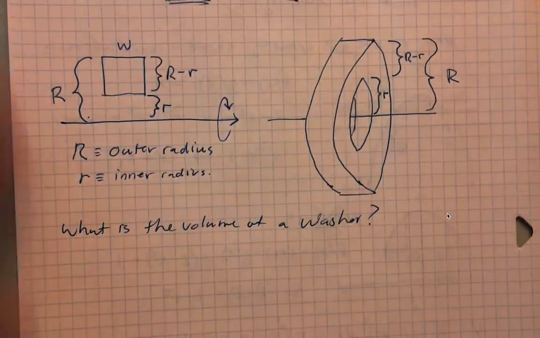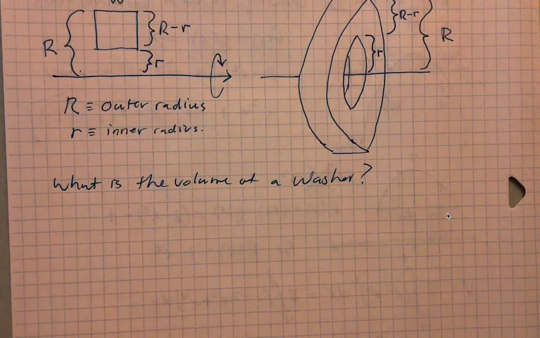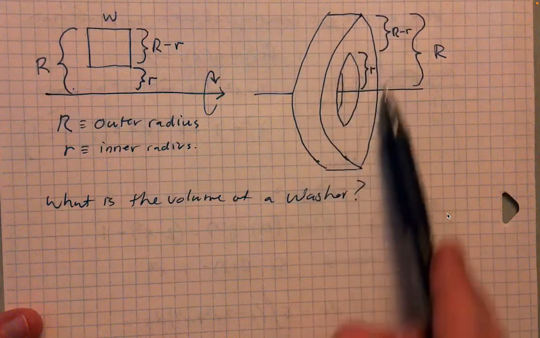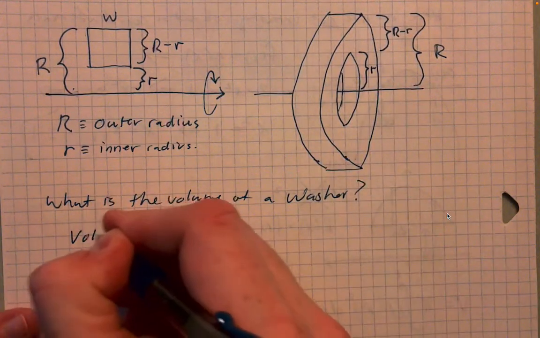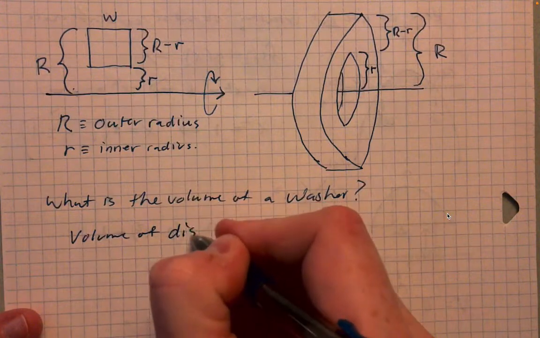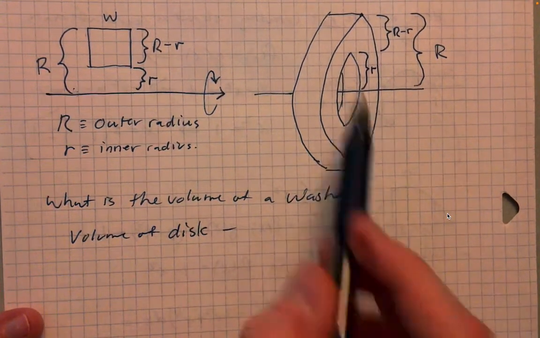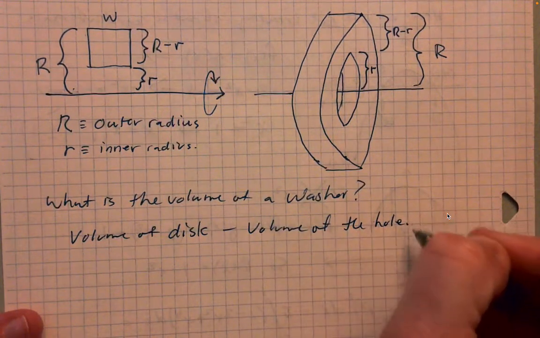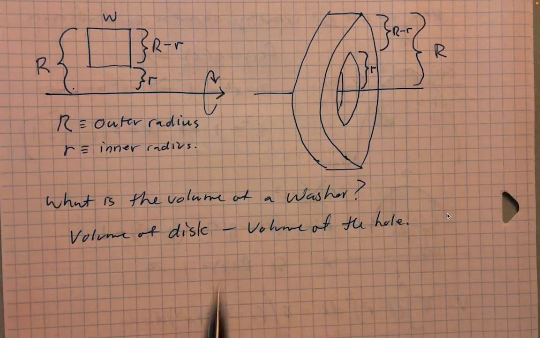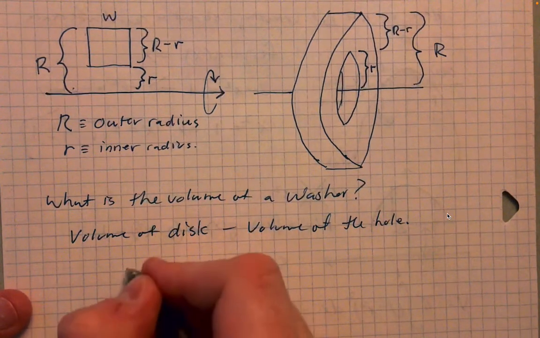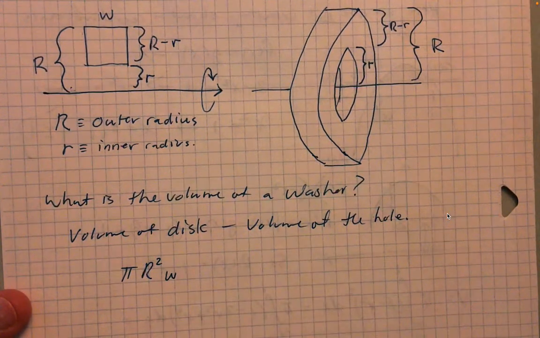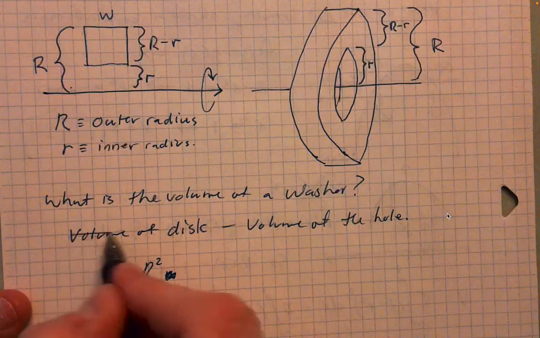What's the volume of this shape? The way you can approach the volume here is you take the volume of the whole disk, and then you subtract off the volume of the hole. That would be the volume of the washer. So the volume of the disk is just pi r squared times w. Well, start with the area. Actually, I want to start with the area.